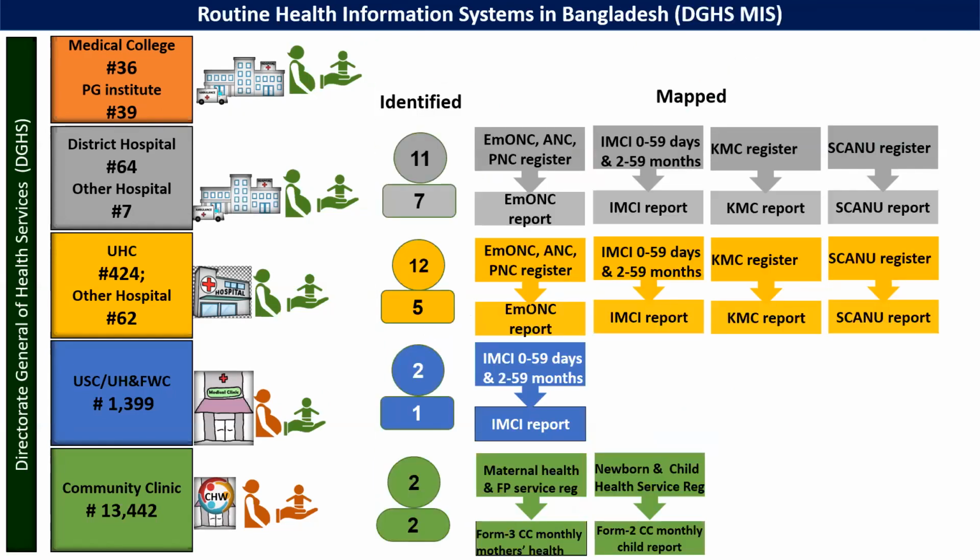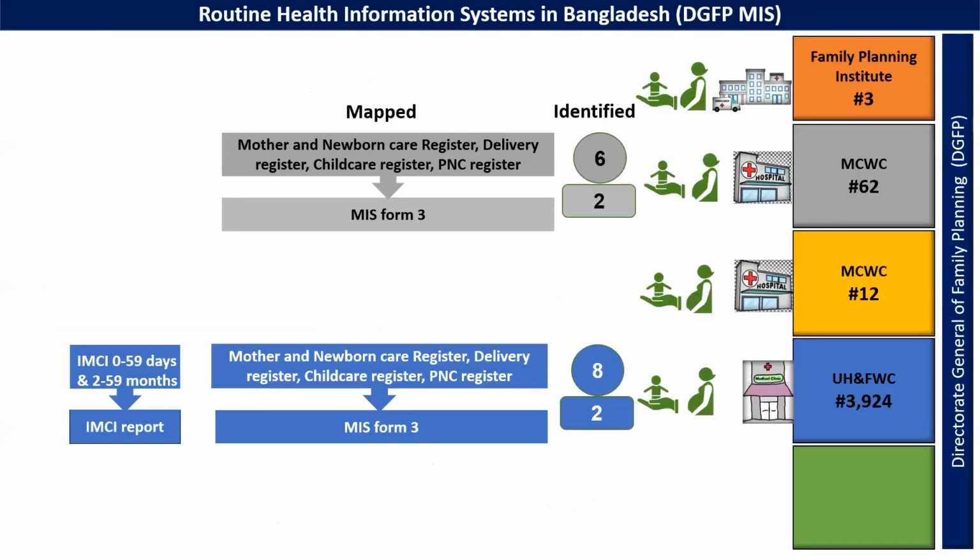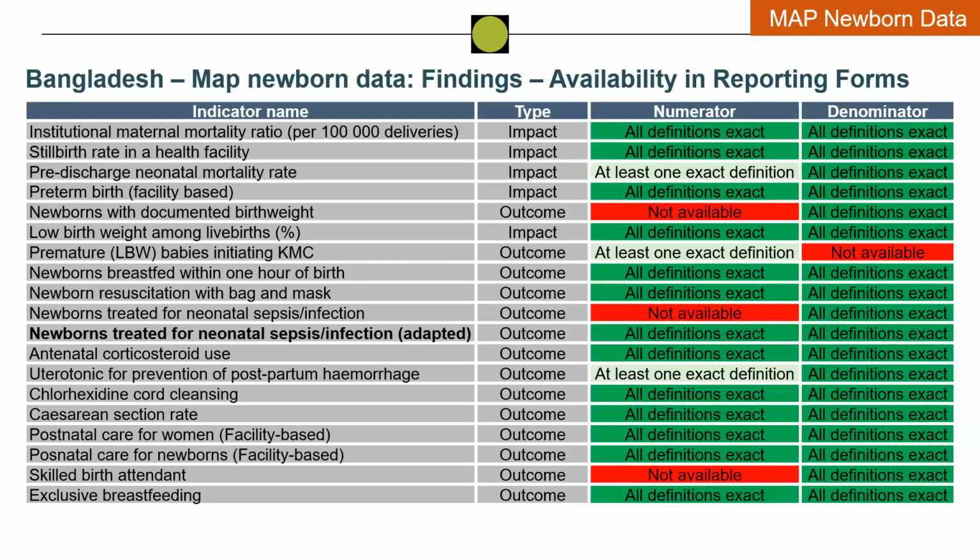In the DGHS facilities, we identified relevant maternal and newborn register and reporting forms, and those were mapped to see the availability of ENAP indicators. Similarly, on the DGFP side also, we identified a number of MNH registers and reports which were mapped. Now let's look at the availability of ENAP indicators in all mapped reporting forms of DGHS and DGFP.